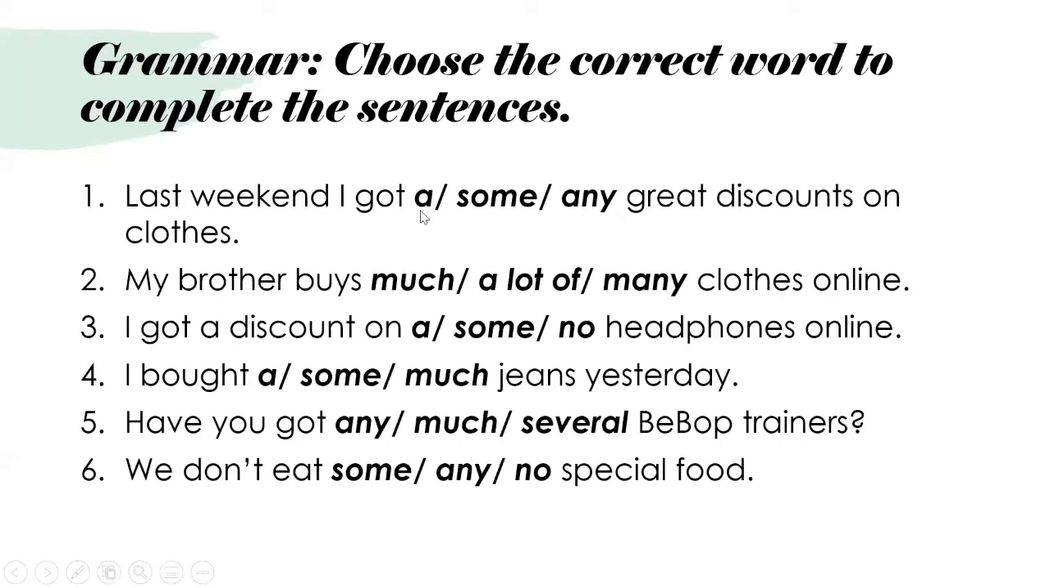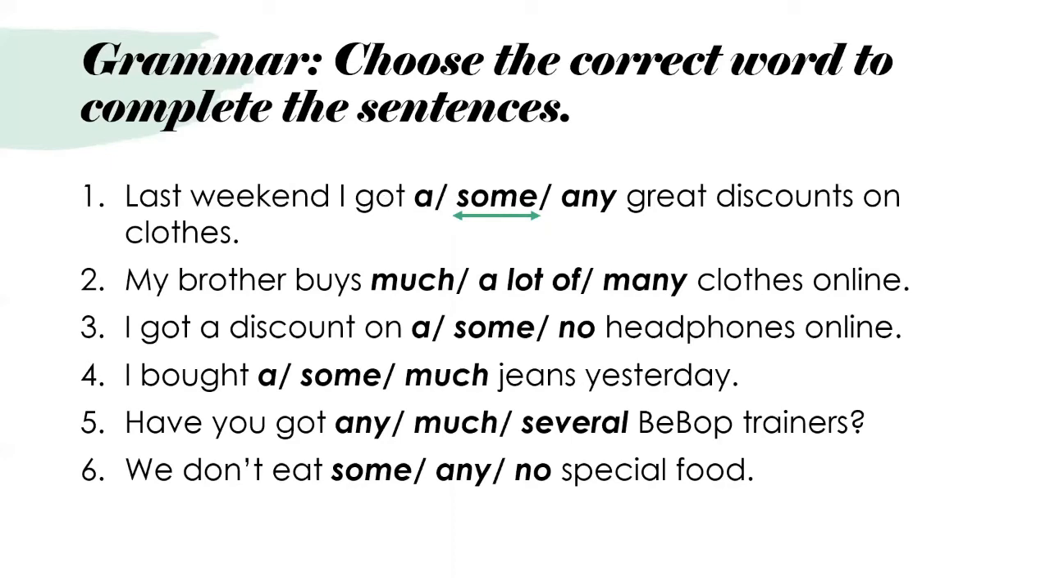Number 1, last weekend I got any great discounts on clothes. Already, A is cancelled. Why? Because A is singular. You say a book, a discount. It's for one thing. But here, our noun is already plural, discounts. So A is out, okay? I'm making it easier for you guys. Now choose between some and any. Last weekend I got some great discounts, or last weekend I got any great discounts. I'm gonna have to go with some. Last weekend I got some great discounts on clothes.